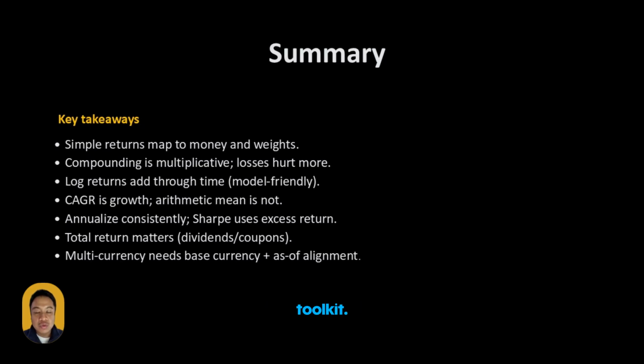Let's lock the full toolkit. Simple returns map to money and portfolio accounting. Compounding is multiplicative, which makes losses more damaging than gains are helpful. Log returns add over time and are useful for modeling, but they are not more true. Arithmetic mean is not growth rate. CAGR is the honest growth metric.